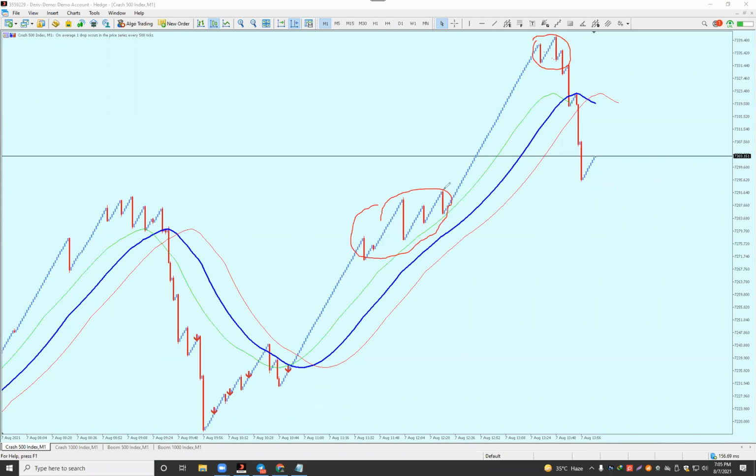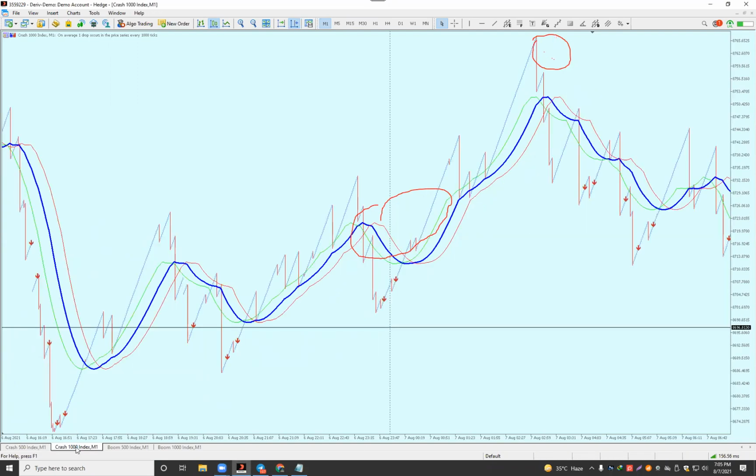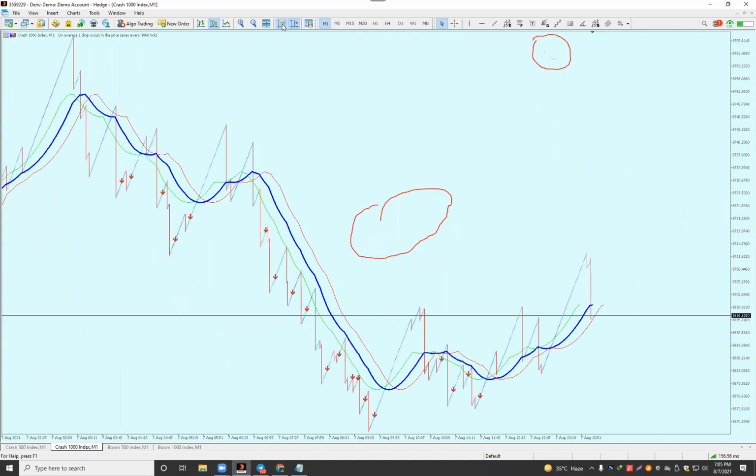So now the condition is formed. When you will get the signal from the spike catcher, then it will move down. Okay, sir. Once we see the spike catcher after the crossing, then you can take the trade from the last slide you showed me now. Yes.